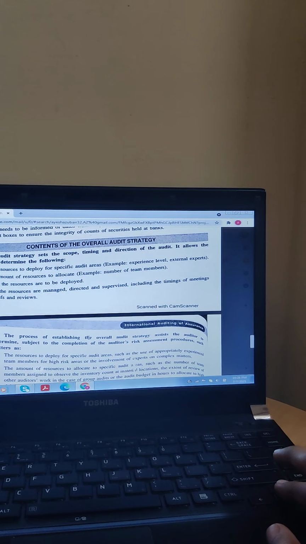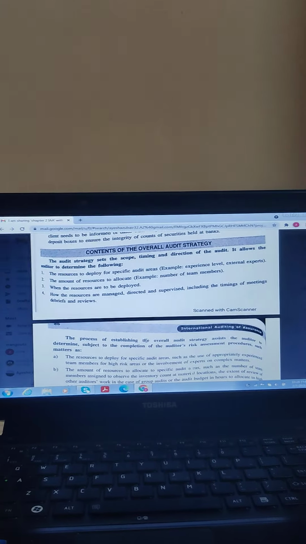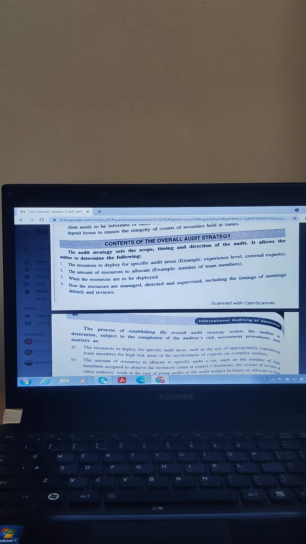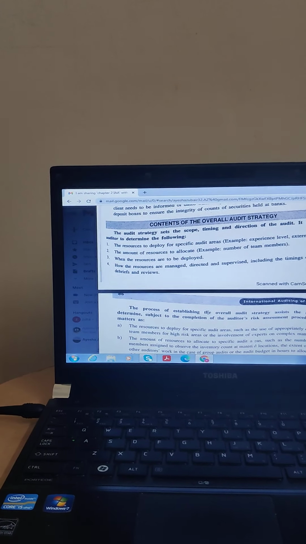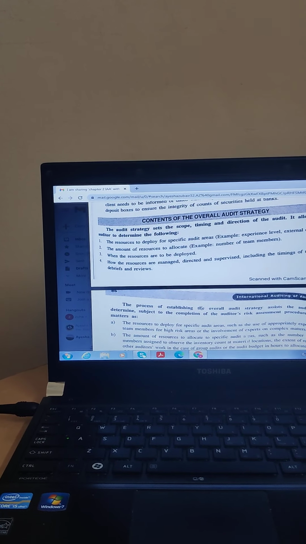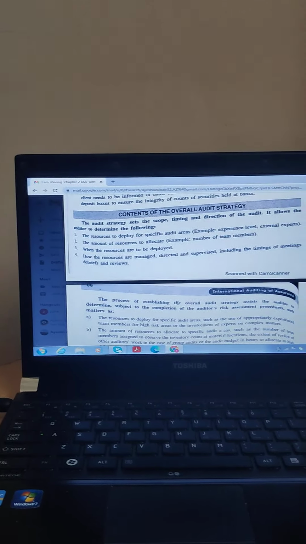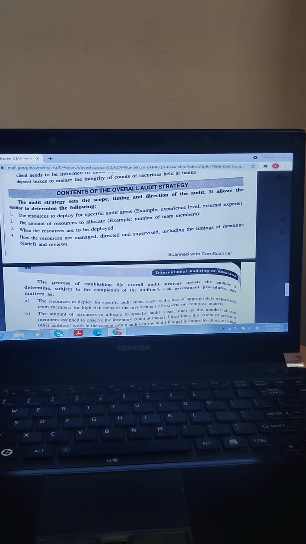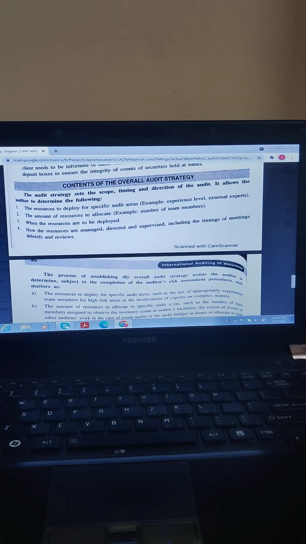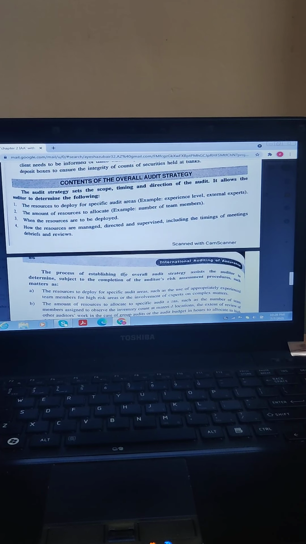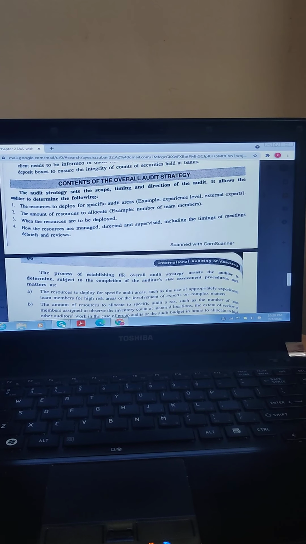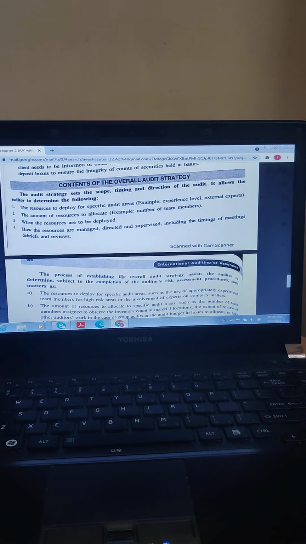Now what are the contents? What does your overall audit strategy actually contain? Okay, what are the basic contents? Now basic contents are the resources to deploy for the specific audit areas, like in which area should you conduct your auditing, whether it is experience level or external experts, etc., wherein you have to deploy your auditing. Okay, these are your specific audit areas.